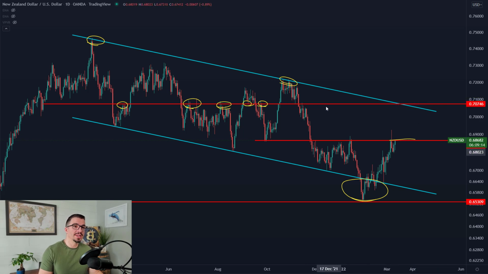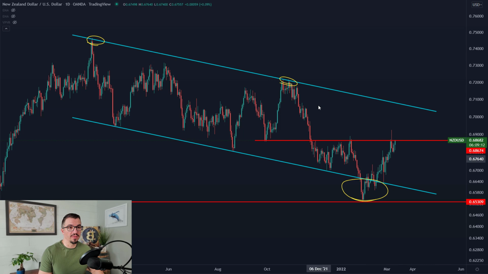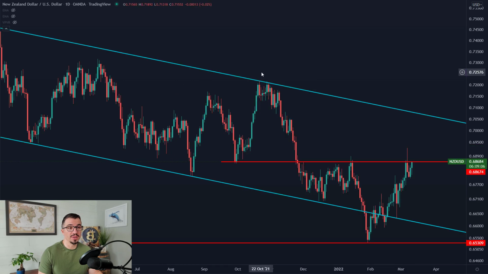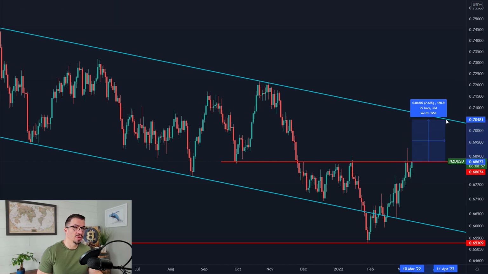Once again, guys, in summary, I am going to wait for a daily close above this 68.70 area before I look for a long opportunity for a move up here toward channel resistance right around 70.50. From this level down here up to resistance, it gives us approximately 170, maybe 200 pips worth of potential.